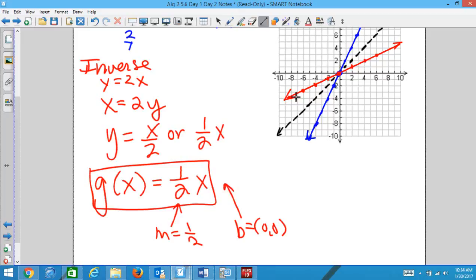To find the inverse? The slope is negative 1. For the original? Is that what you're talking about? The original? That's what it looks like you're doing here.